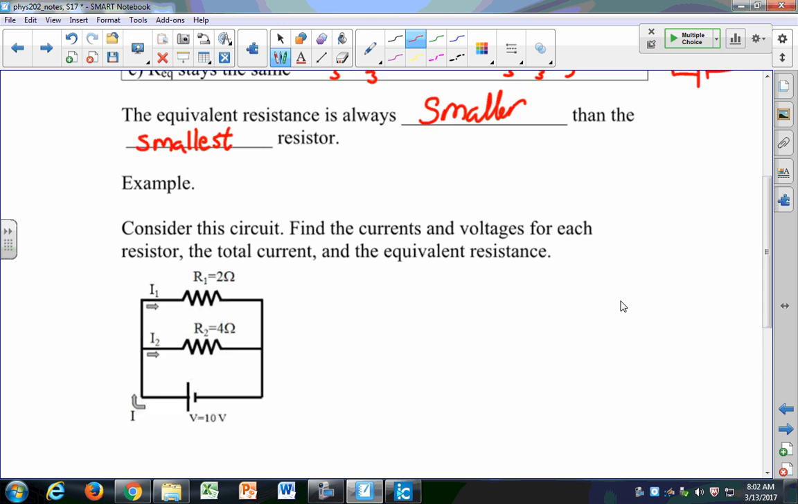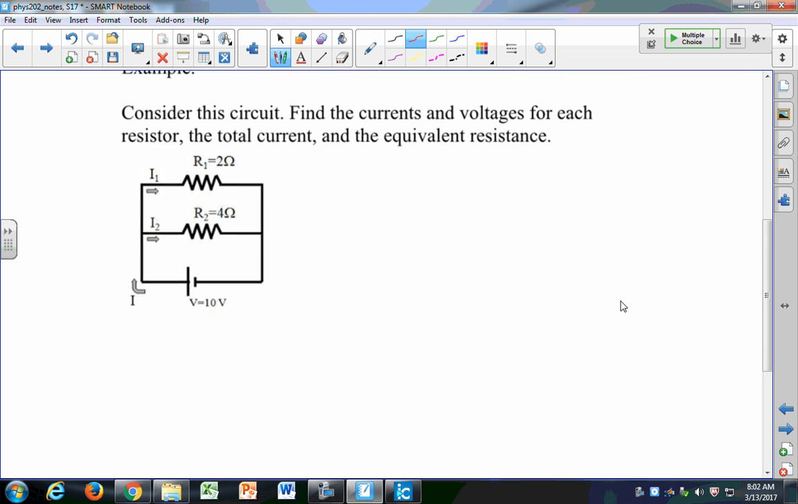All right, I'll do this example. This one's pretty straightforward, but I want you to find the current and voltage for each resistor, find the total current, and find the equivalent resistance. A couple ways you could do this. Probably the easiest way is to recognize what is the voltage on each resistor, then calculate the current for each resistor, and then backtrack and find the total current, and then you can find the equivalent resistance. I'll show you later, but there are 2 ways to do that.